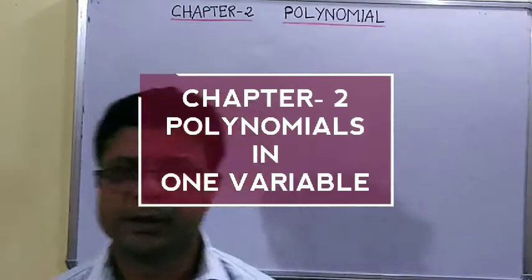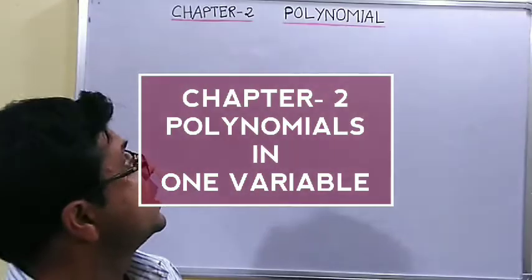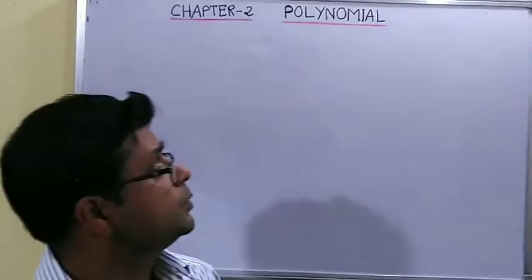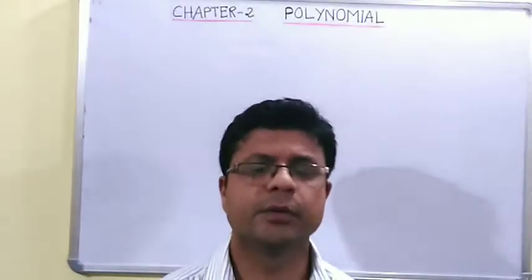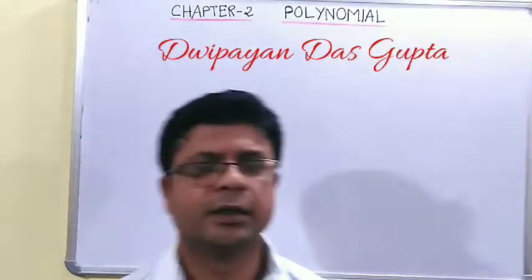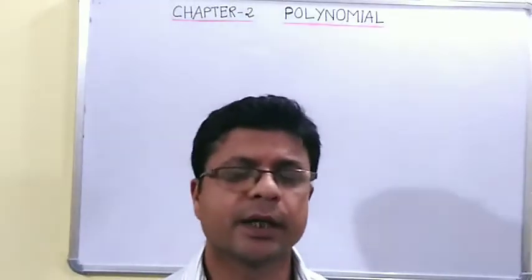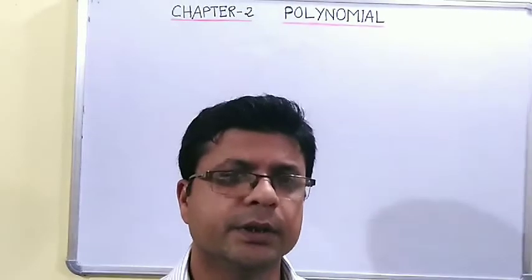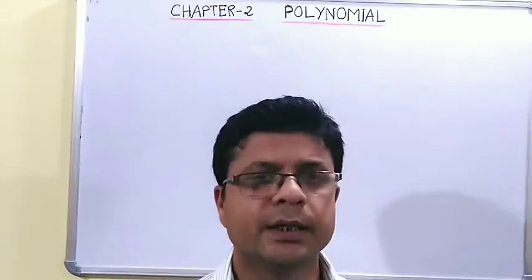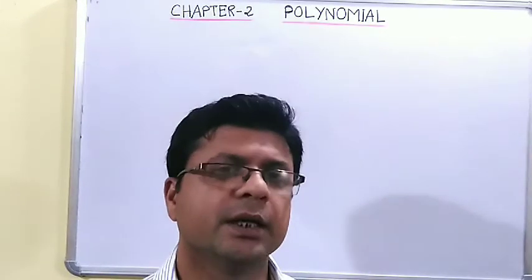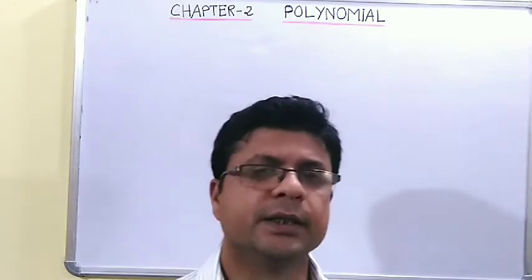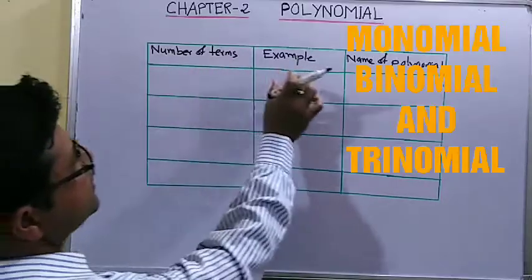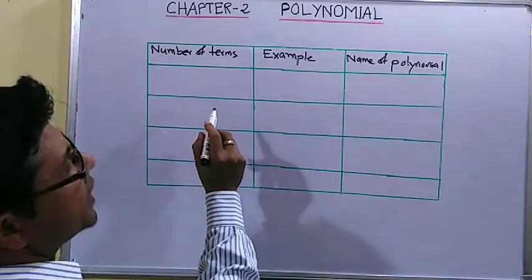Students, today we shall start chapter 2, polynomials. Here you have already learned what a polynomial is. Now, a polynomial can be named in two ways: one is by the number of terms and the other by the degree. Let us see how.